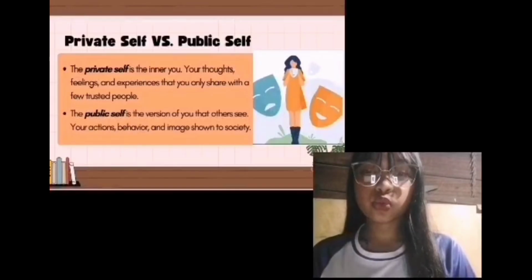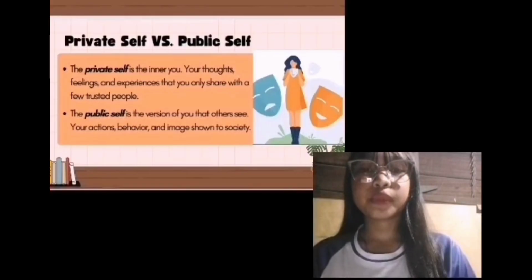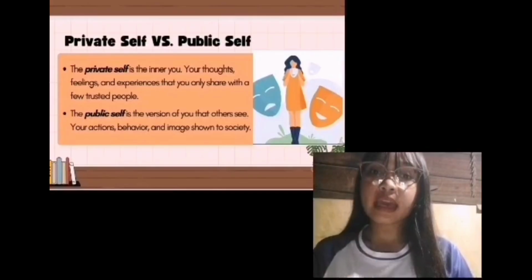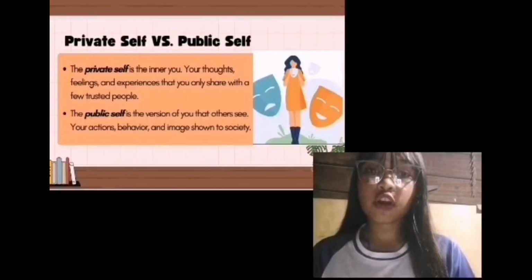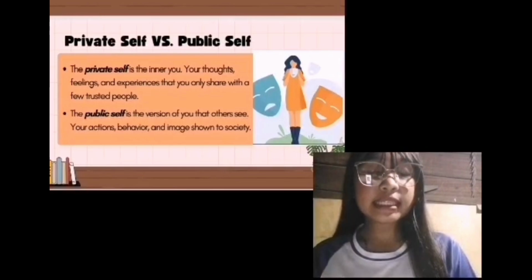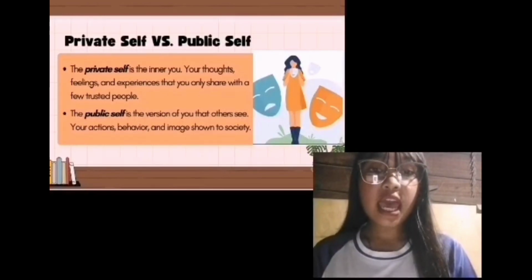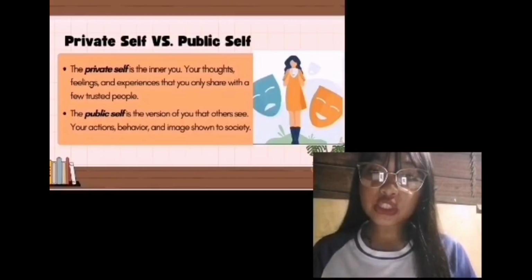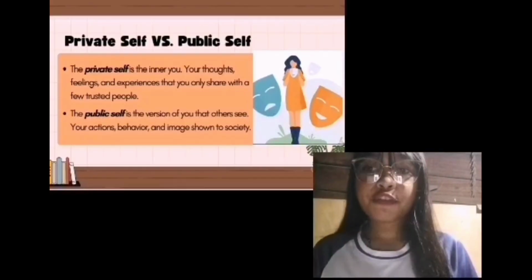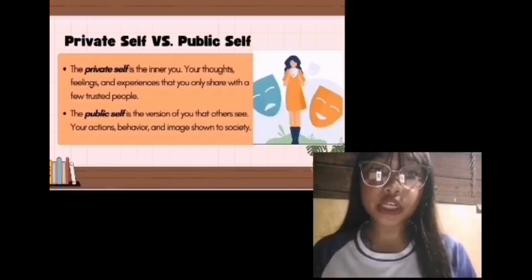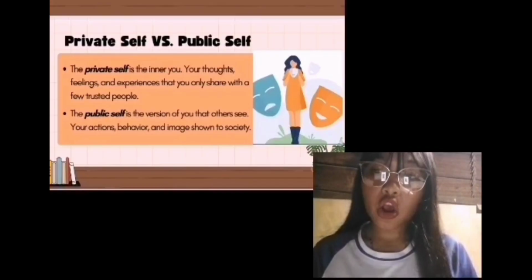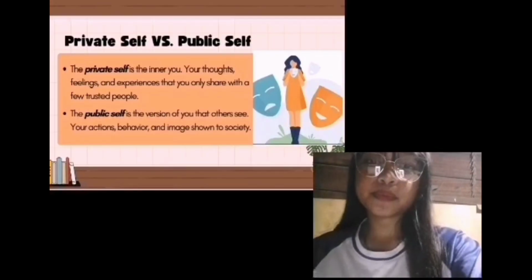Every person has two sides of themselves. The first one is the public self and the private self. The public self is the version of you that the world sees. It is how you act, how you speak, and your behavior in front of other people, such as your friends, your classmates, your family, and even the people online. When you show your public self, you might try to look confident, polite, or friendly because you want others to have a good impression of you. Sometimes, people act differently in public to fit in or to be accepted by others.